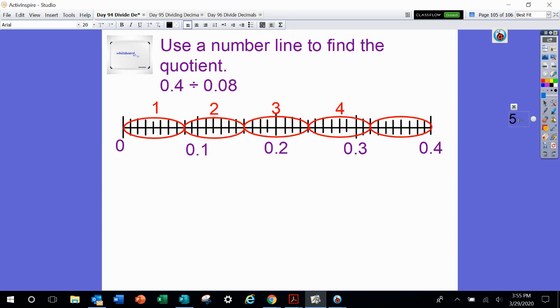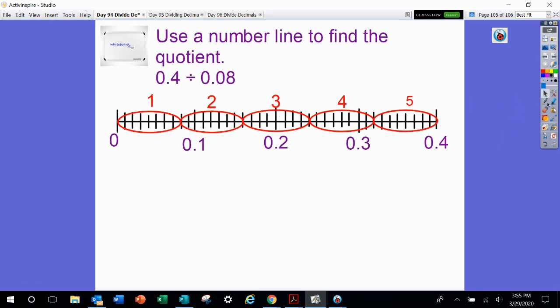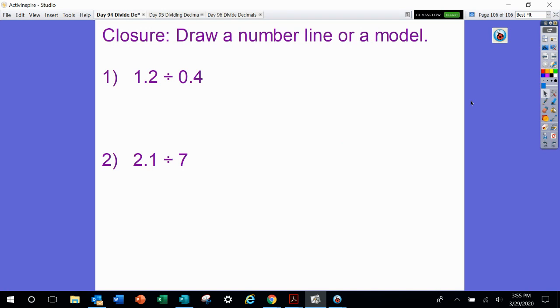And it looks like we have 5 groups of 8/100ths in 4/10. Again, if you looked at it like it's 40/100ths divided by 8/100ths, we still have those 5 groups. All right, so let's go ahead and do our closure here so we can end this lesson and see if we learned what we need to learn.